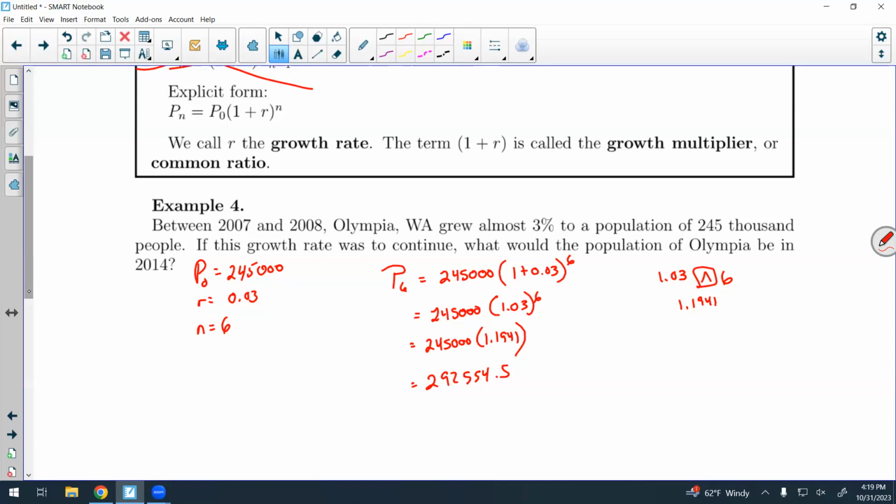Population. In other words, the number of people. Can we have half a person? No. So let's go ahead and round it to 292,555.